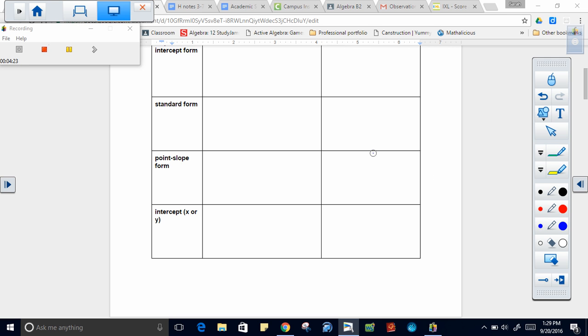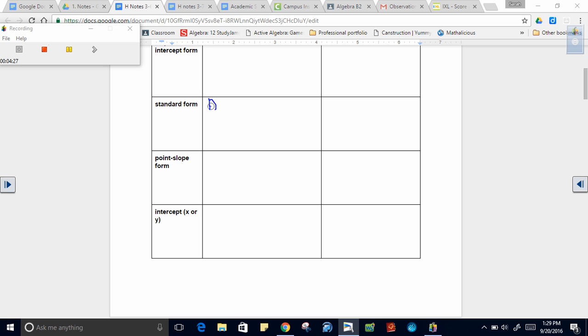Okay, your next one is standard form. So again, it's an equation of a line. That's a capital A, x, plus capital B, y, equals capital C. Unlike slope-intercept form, where the m and the lowercase b represented something, these are just coefficients.